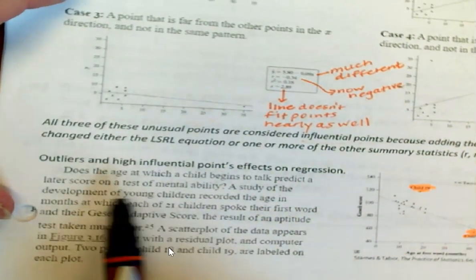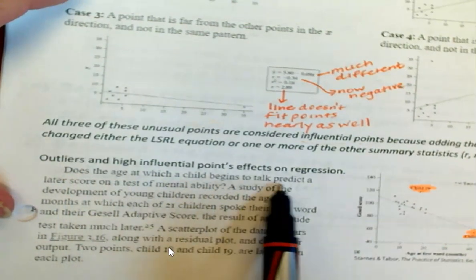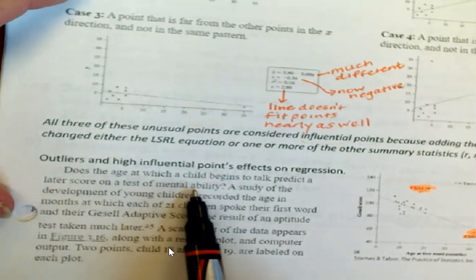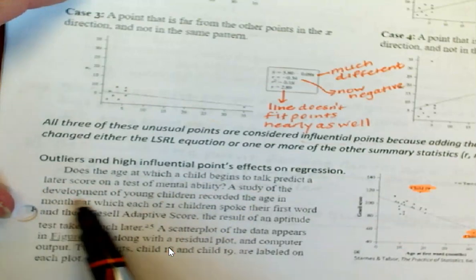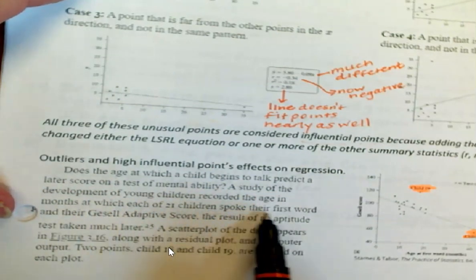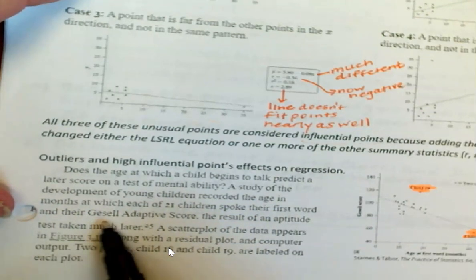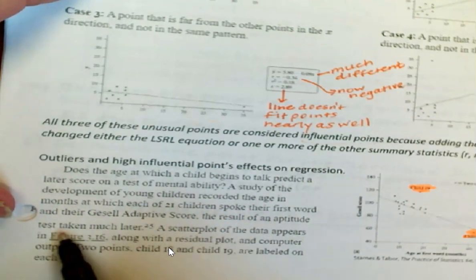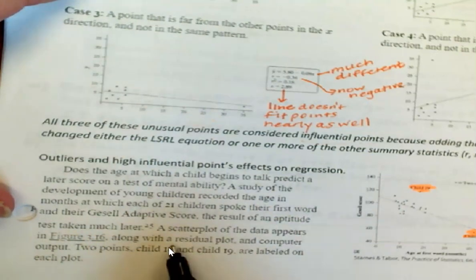Okay, outliers and high influential points, effects on regression. Okay, here we're going to read through this. Does the age at which a child begins to talk predict a later score on the test of mental ability? A study of the development of young children recorded the age in months at which each of 21 children spoke their first word and their Gesell adaptive score, the result of the aptitude test taken much later. A scatter plot of the data appears along with a residual plot and computer output. 2 points, 18 and 19, are labeled on each plot.